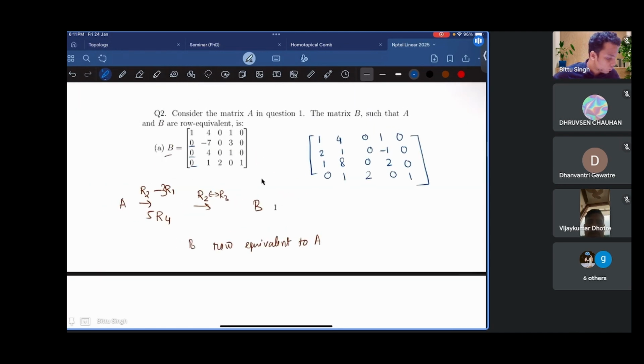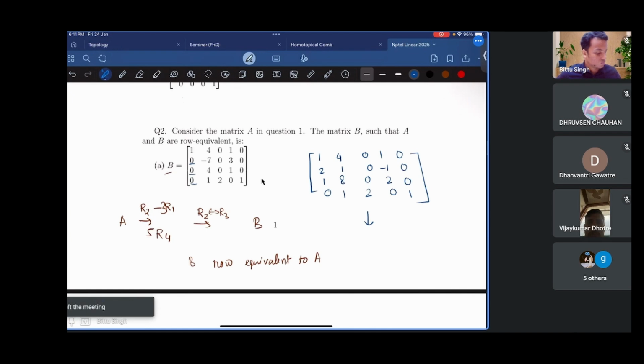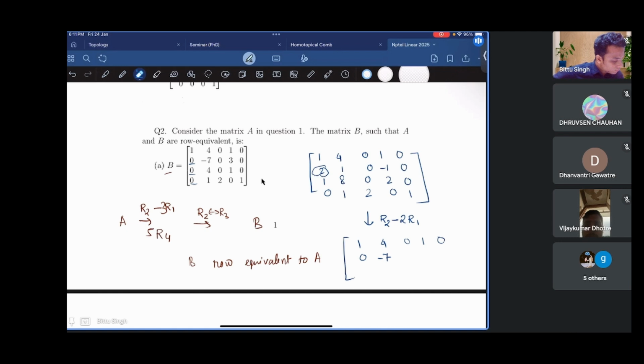So what we can do to make the leading entry of row 2 vanish: row 2 minus, that is, subtract 2 times row 1. So the first row, 14010, is unchanged. Now the subtraction gives 0, then 1 minus 8, which will be -7, then 0 again, -1 minus 2, that is -3, and 0.